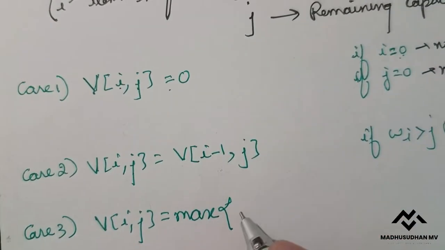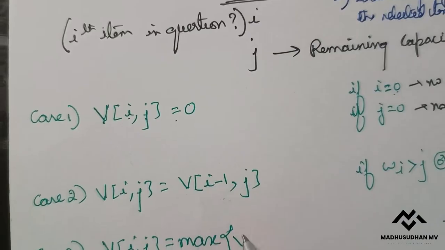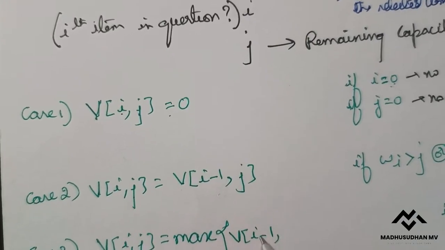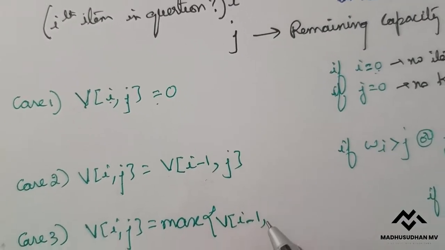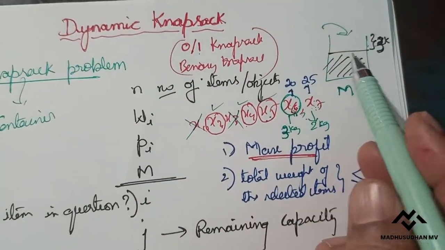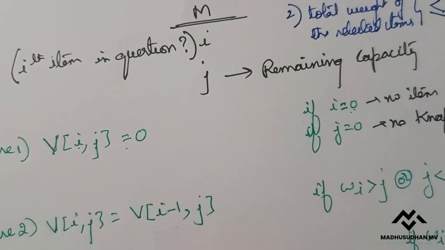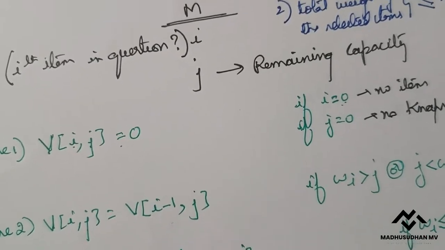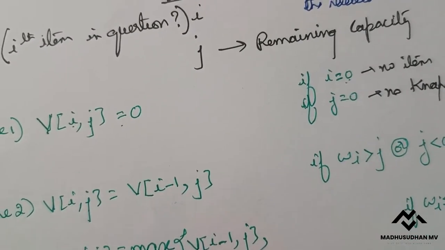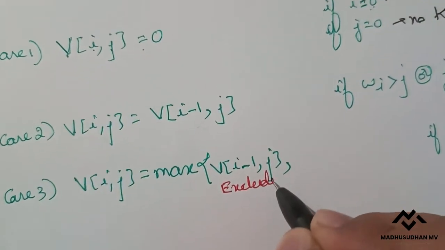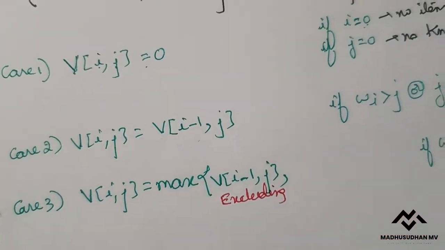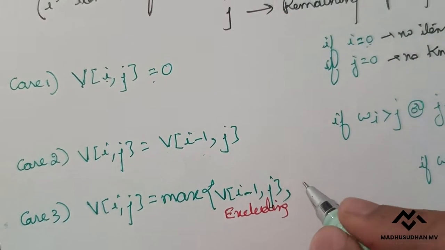Okay, so now, leaving means what? I minus 1. If I leave this object, I'm not including it. Does the remaining capacity remain the same? Yes, it remains the same, J. Now this indicates what? This is by excluding. If I exclude, will I get the maximum profit, or by including?